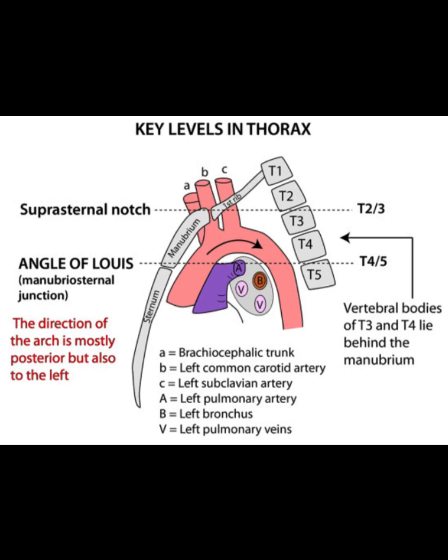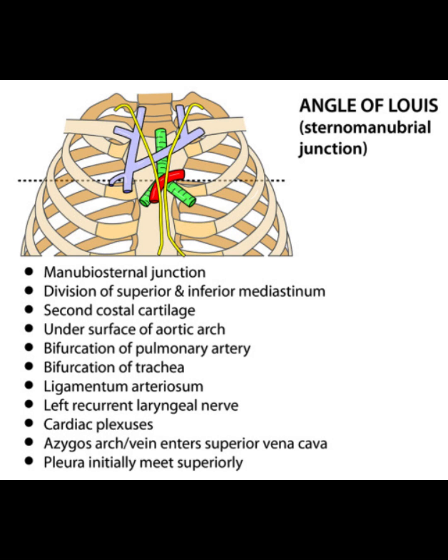It is at the level of the T4, T5 intervertebral disc. It marks the level of the transverse thoracic plane, which divides the mediastinum into the superior and inferior mediastinum. It overlies the aortic arch on the left and the superior vena cava on the right. The pericardium extends from just superior to the angle of Louis to the level of the xiphisternal joint.